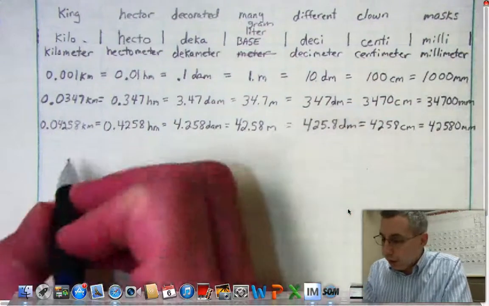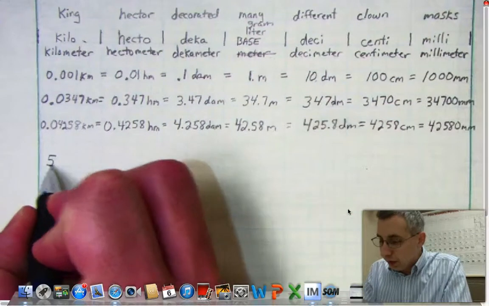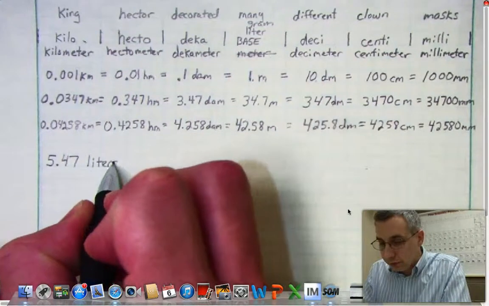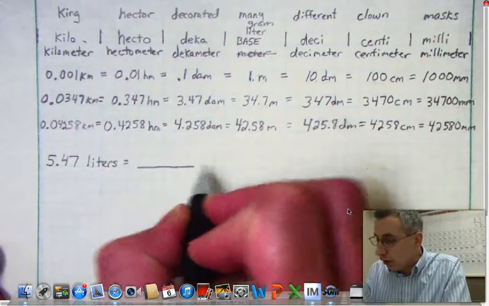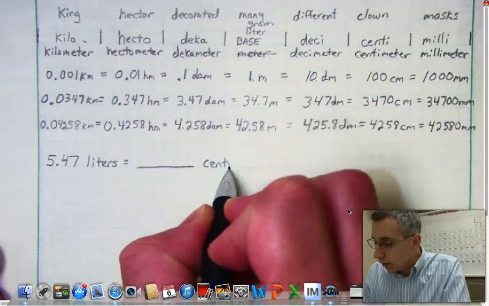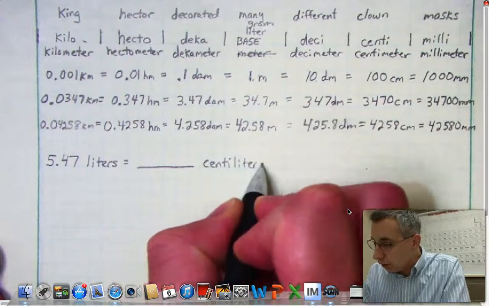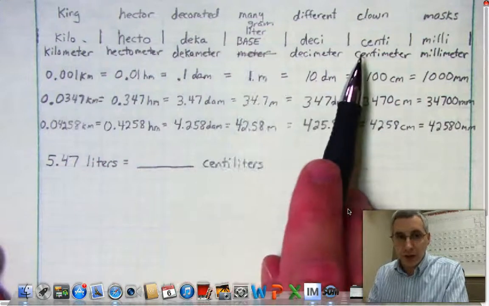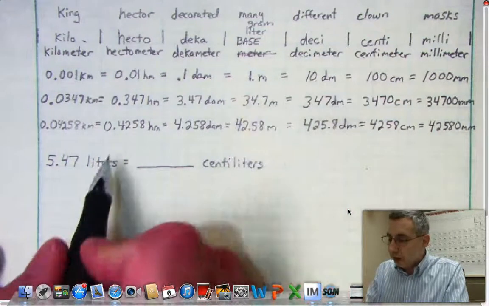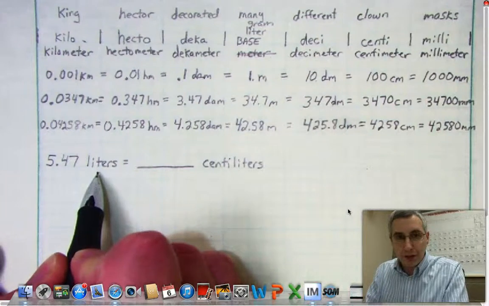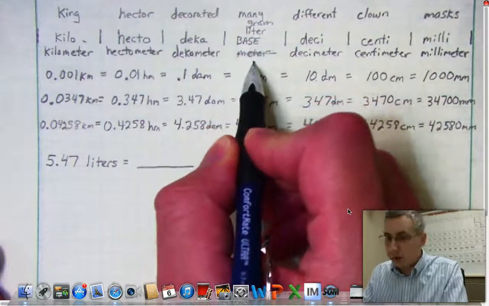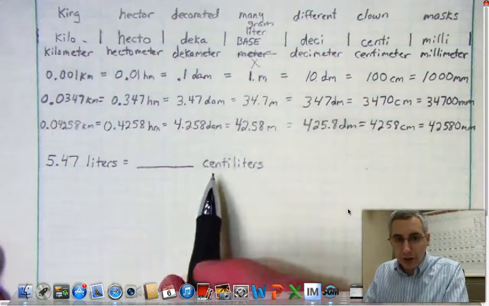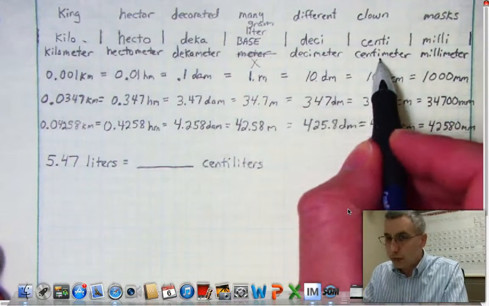So let's just do a quick example. If you have a question that says you have 5.47 liters, and you need to turn it into centiliters, you could easily just jot down a quick version of this chart. It doesn't have to be this fancy. And take a look here. Liters, well, that's a base unit. So come up here to the base column. You're starting here. I'll make a little X just to show I'm starting here. And you have to go to centiliters. So where's centiliters? Well, over here.